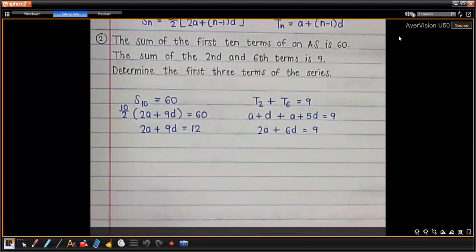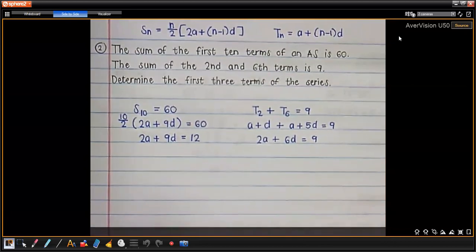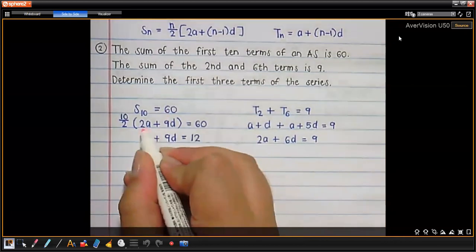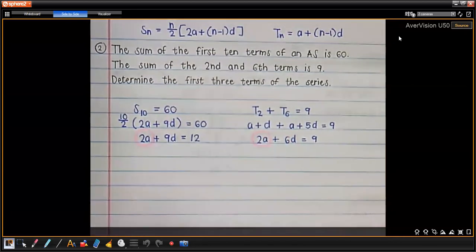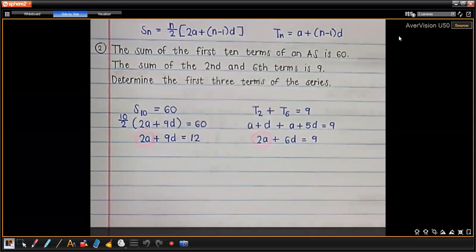We have two equations with two variables, so we have to solve them simultaneously. Now guys, usually we have to make a the subject. But in this case, we notice that we have a 2a and a 2a. Right? So you can actually just make 2a the subject and then sub it in the place of 2a in the other one.